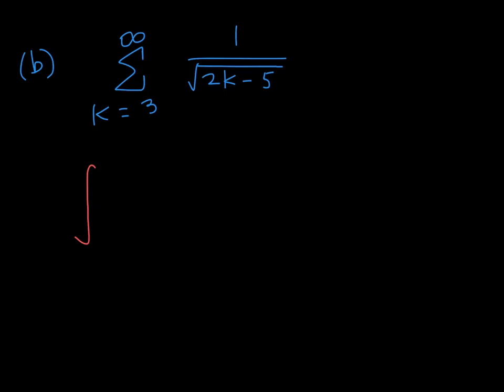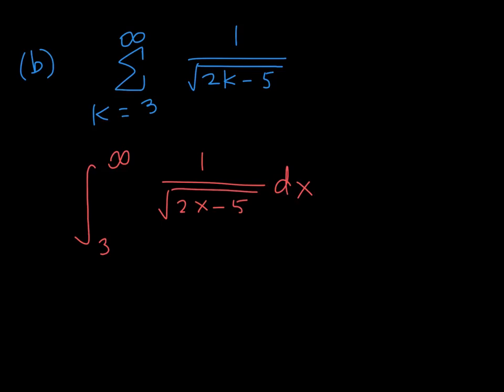It will be inconclusive because as k goes to infinity, the terms of the series will approach 0, because the numerator is fixed while the denominator continues to increase. And so this ratio is approaching 0. So the divergence test will be inconclusive. So we're grateful that we have the integral test at our disposal here. Okay, so we have the integral from 3 to infinity of 1 over the square root of 2x minus 5 dx. This is the integral test.